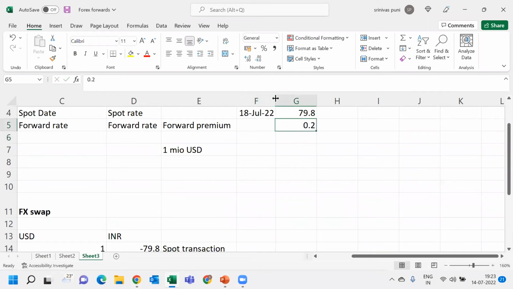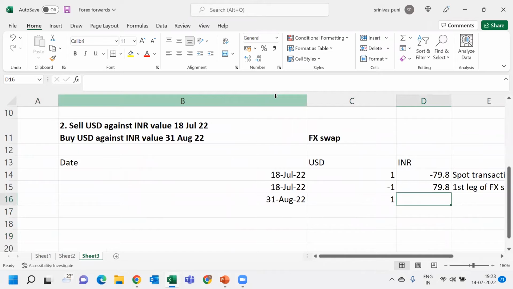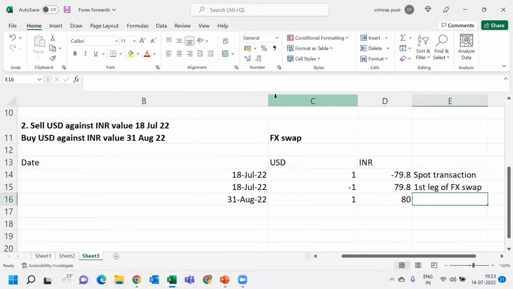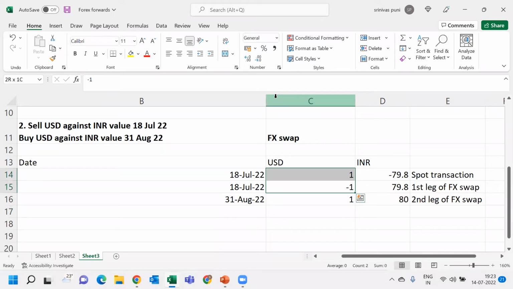Forward premium is 0.2. So the 0.2 will have to reflect here, right? So the rate at which you will buy dollars for the future in the FX swap leg is 79.8 plus 20 paisa, which is 80.00. So this is the second leg of the FX swap. When you add up all these numbers, what is the final outcome? These two cancel out completely. It becomes zero cash flows.